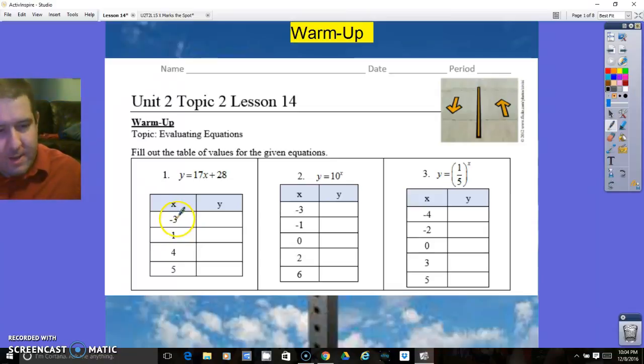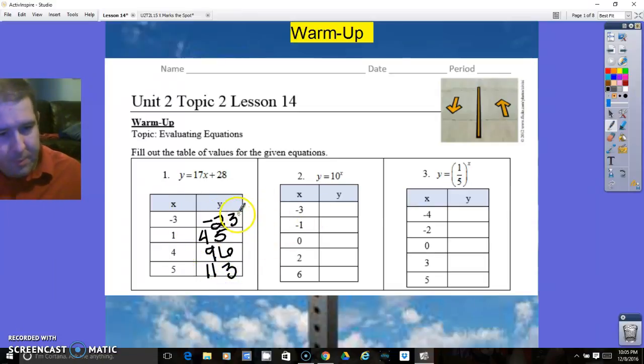So we've got negative 3 times 17, which is negative 51, and if we add 28 to that, we get negative 23. So using a calculator, we got 17 times 1 is 17, and 17 added to 28 gives us 45. 4 times 17 is 68. Add that to 28 is going to give us 96. 5 times 17 is 85, plus the 28 is 113.